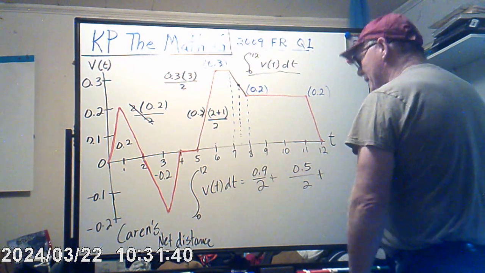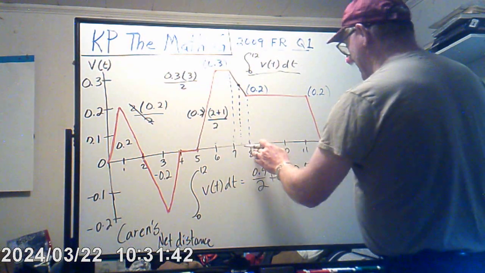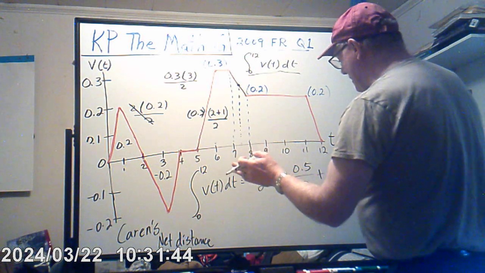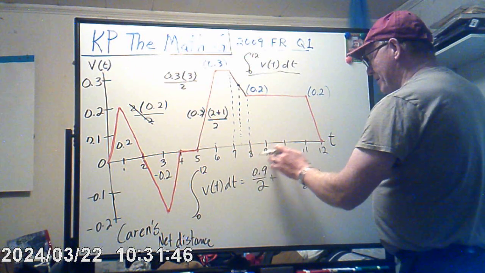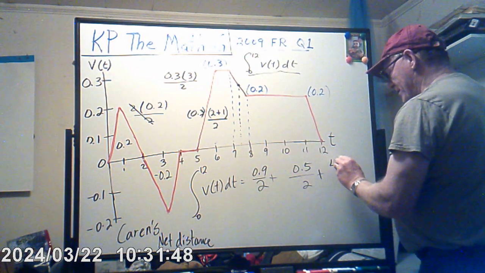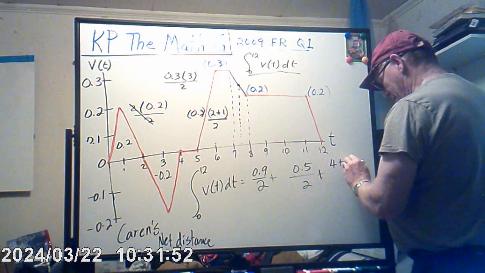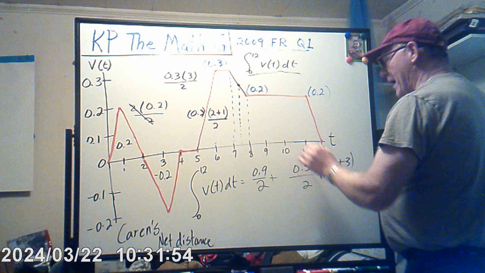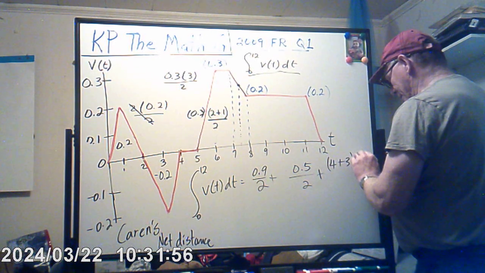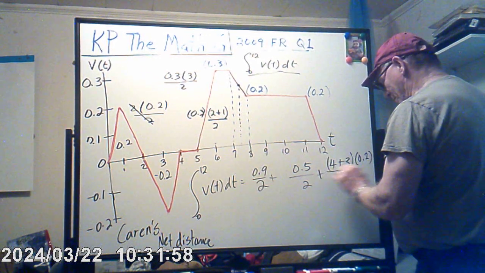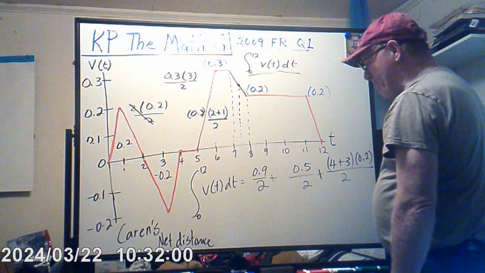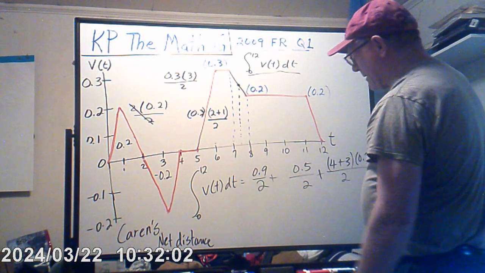Okay, plus. Now let's get the rest of this here. And I wish now I kept up with that. 1, 2, 3, 4. 4 plus 1, 2, 3. Alright, the height is 0.2. Always trapezoids are divided by 2. So that's it.